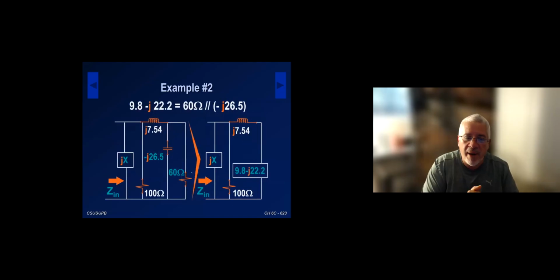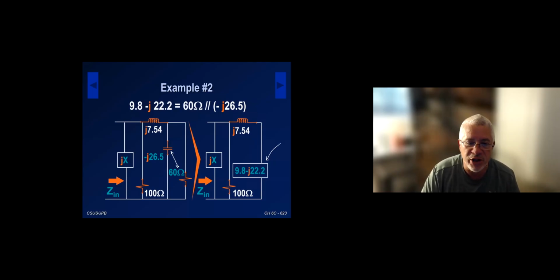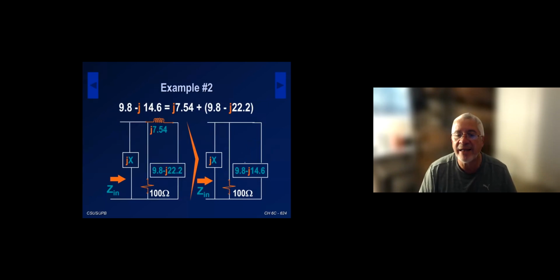So I'm going to start by combining things. These two elements are in parallel, so I'll combine their impedances. And when I do, I get this. A typical parallel combination between the 60 ohm and the minus j26.5 from the capacitor. And then after that, I'm going to combine the impedance of the inductor in series with that. These two are in series, so I simply add them, and I get this.